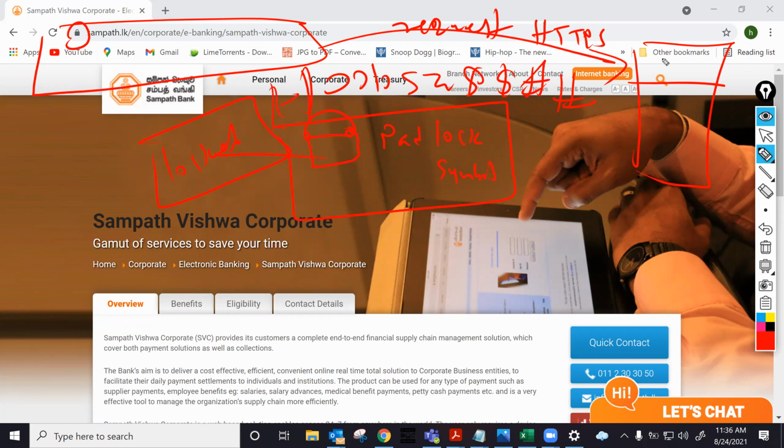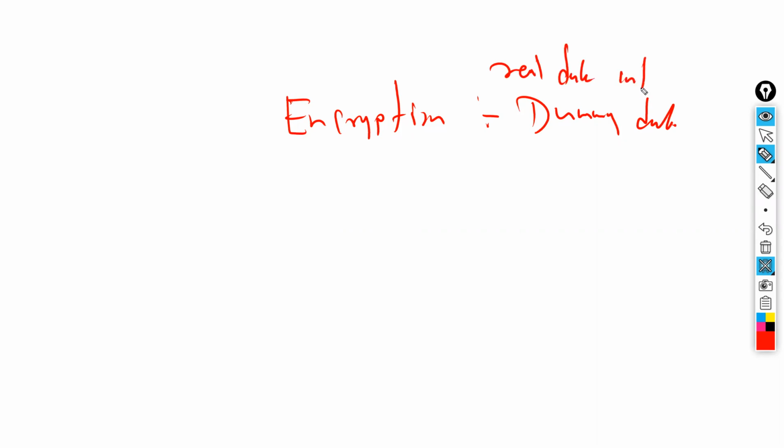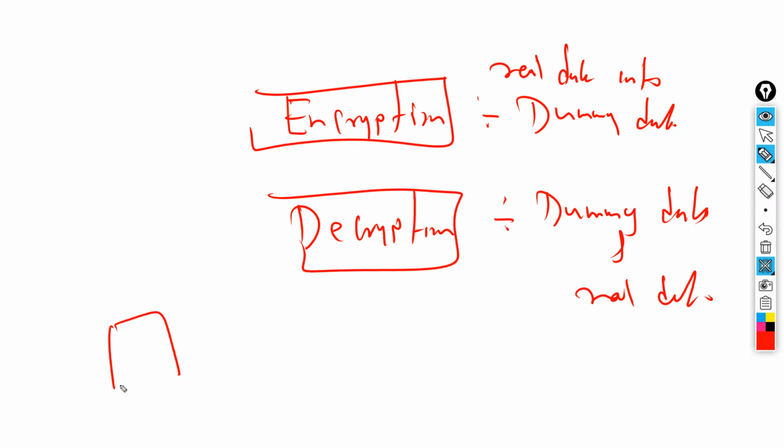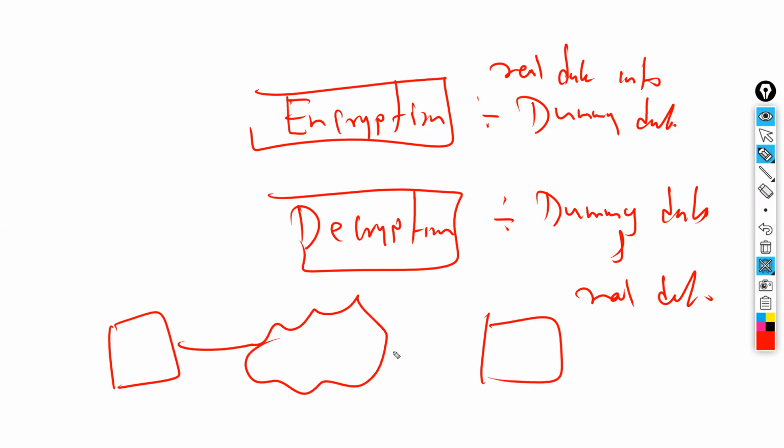But from the server's point, they will decrypt. So this is the concept of decryption and encryption. Encryption means dummy data: make the real data into dummy. Decryption is the opposite: dummy data into real data. Got it? Why do we use encryption and decryption? Because we use a common platform, the internet. The internet is not secure, because hackers are there. Because of that, we use HTTPS.